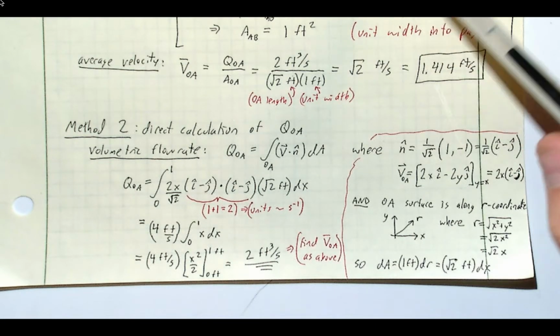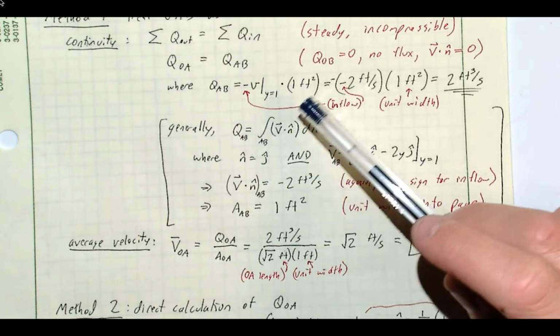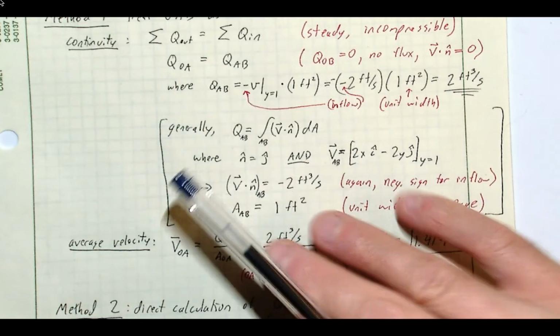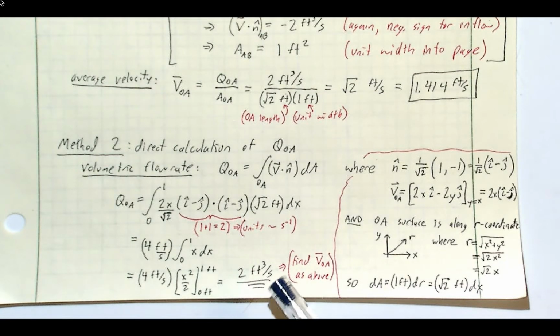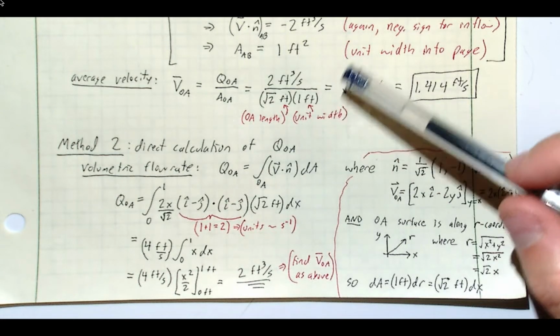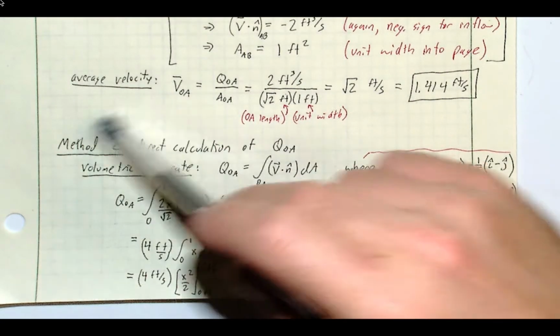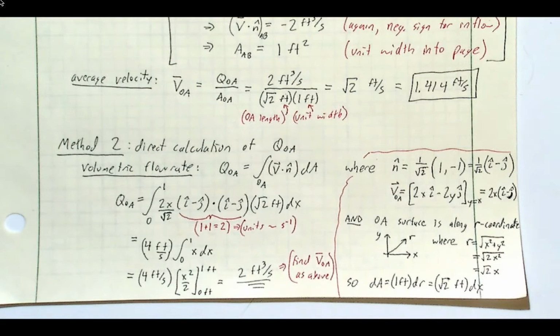And that's the same volumetric flow rate that we found here for AB, which we know needs to be the OA volumetric flow rate. And so you can trudge through the problem as we did before, where you find the average velocity by dividing by the area right here. So this is a little bit more direct, but you have to be more careful with the math.